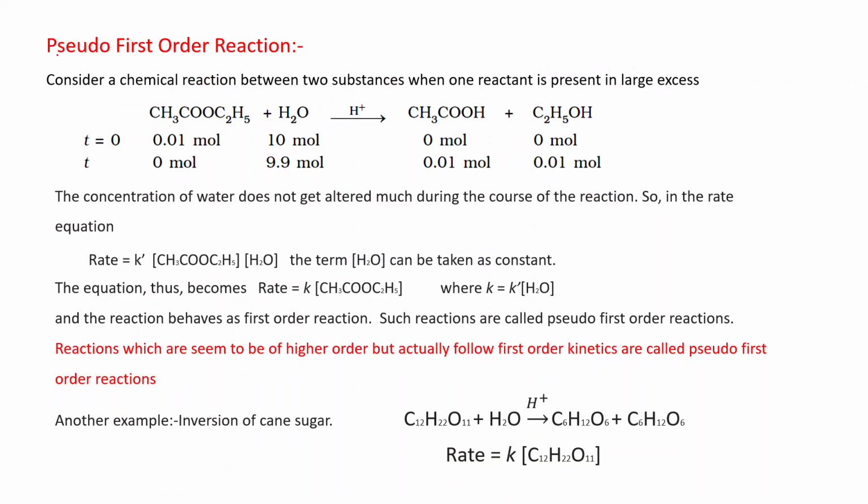Now, pseudo first order reaction. Consider a chemical reaction between two substances when one reactant is present in large excess. Clear? This is the one. Hydrolysis of ester: CH3COOC2H5 plus H2O gives CH3COOH and C2H5OH in the acidic medium. If we are taking the initial moles of ester as 0.01 mole and the solvent water in excess, 10 mole. Then initially the products are 0 and 0.